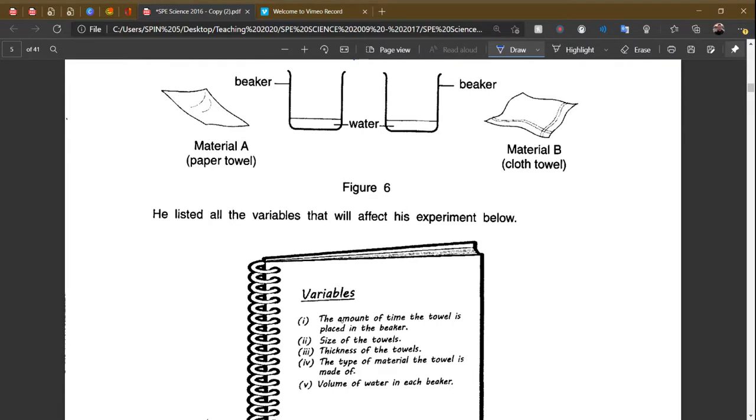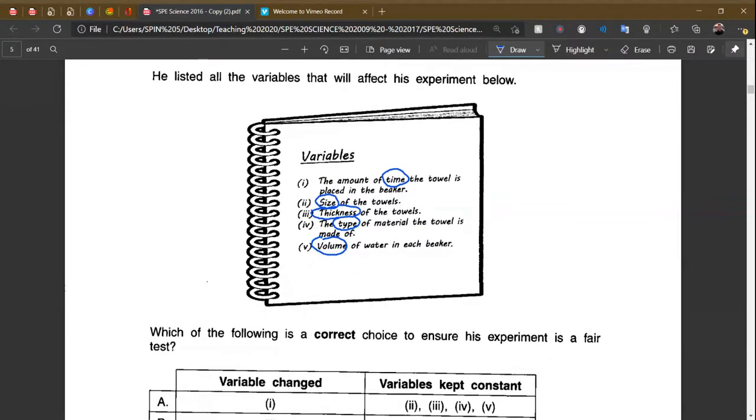Variables number 1, the amount of time the towel is placed in a beaker. So the first one is about time. Number 2, the size of the towel. Number 3, the thickness of the towel. Number 4, the type. And number 5, the volume. Which of the following is the correct choice to ensure his experiment is a fair test? So in order for the experiment to be fair, it means that all variables, if you look there is altogether 5 variables, should be constant.